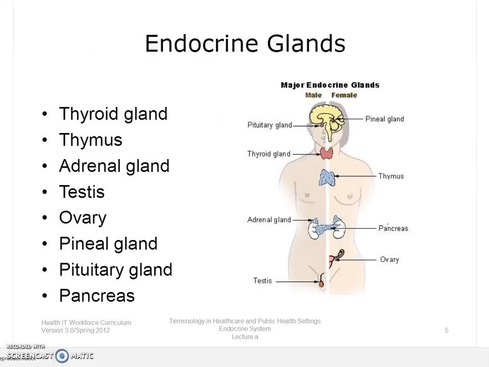This slide shows the various locations of the following endocrine glands throughout the body. The thyroid gland is in the neck, the thymus gland is in the middle of the chest, the adrenal glands are right on top of the kidneys, the pancreas is between the 2 kidneys, and the ovaries and testes are in the lower part of the abdomen.